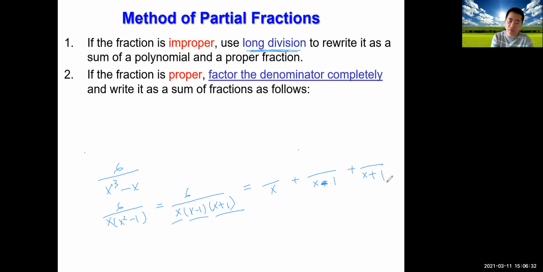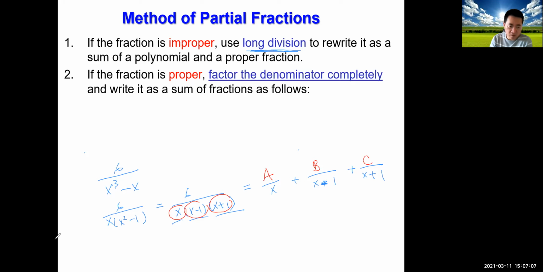X minus 1 and x plus 1. Now notice that in this case, we have 3 factors. Each of these we call a linear factor. You see there's no power. Then when you have linear factors, the numerators are going to have to be a constant. So let's say the unknown A's, the unknown B's, unknown C.